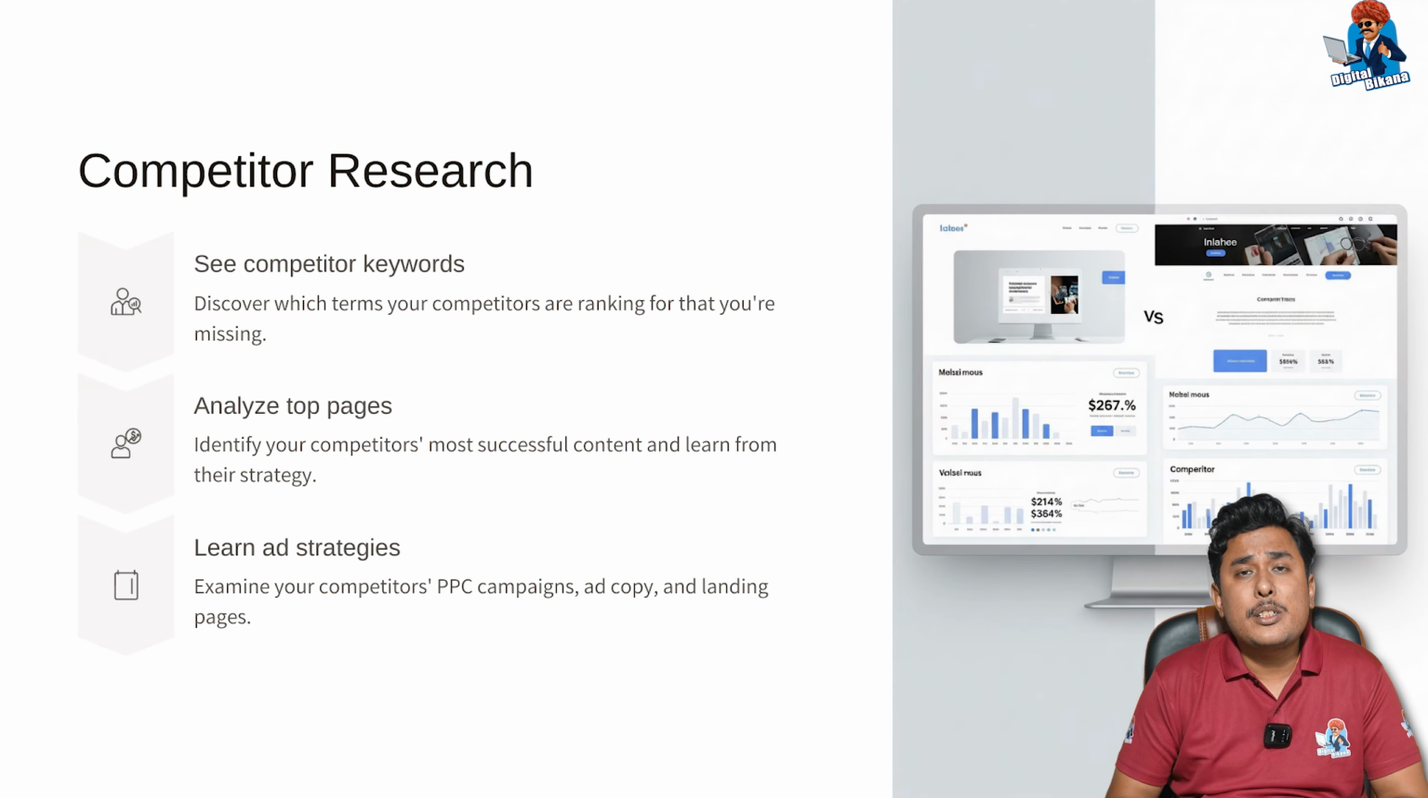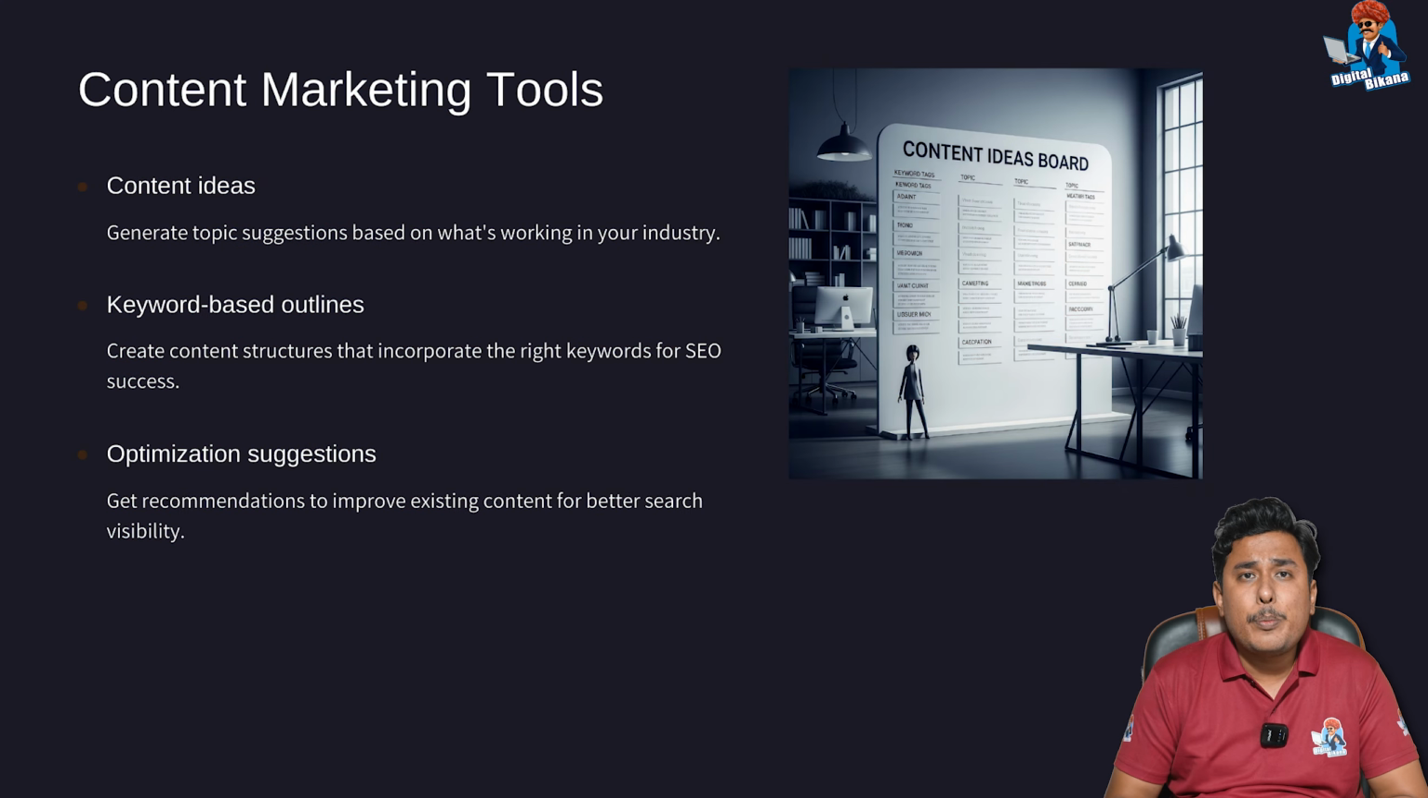With SEMrush, you can spy on competitors' strategy. It shows their top keywords, best performing pages, and ads. This helps you find new opportunities and improve your own campaigns. The content marketing toolkit helps you plan, create, and optimize content. It suggests trending topics, keywords, and outlines to improve your blog posts and articles.